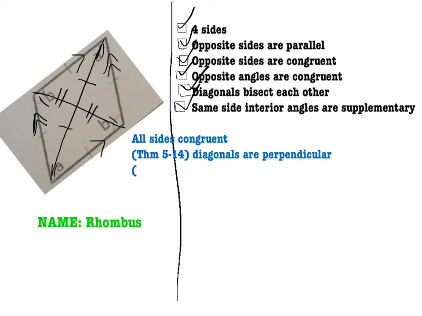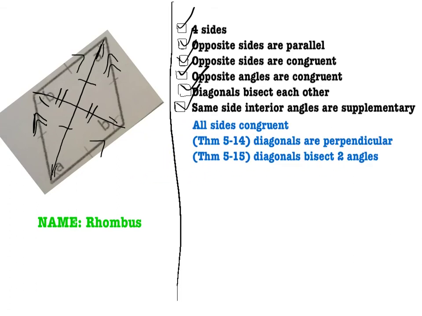And our last one, this is another theorem. This is theorem 515. Theorem 515 says diagonals. This is a lot that happens with the diagonals of this shape. The diagonals bisect 2 angles. Okay, now this is a lot to add in there, so what I'm going to do is add this to my list, and then we'll add it to our picture as well.